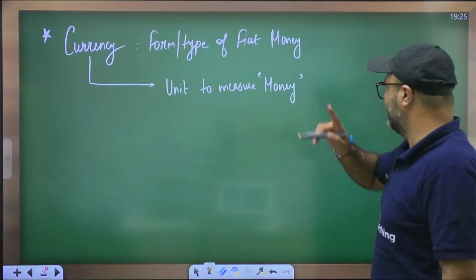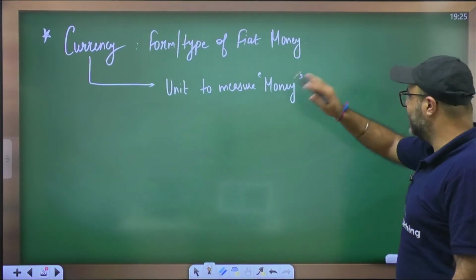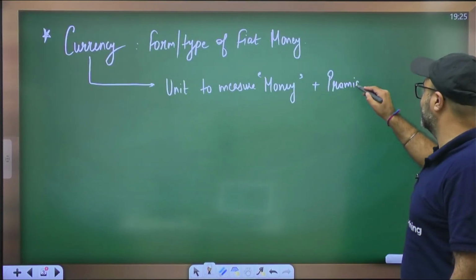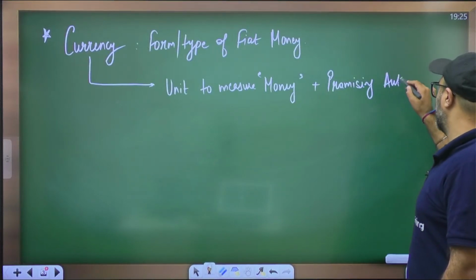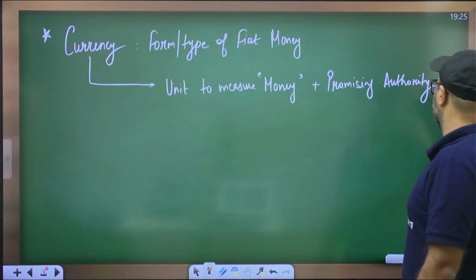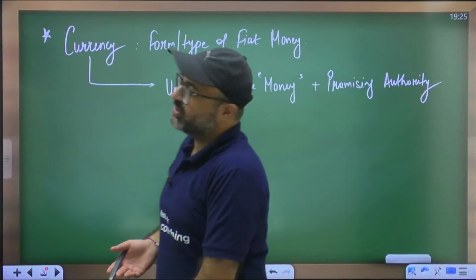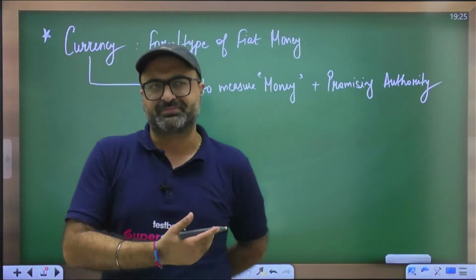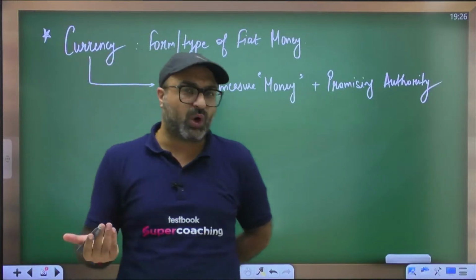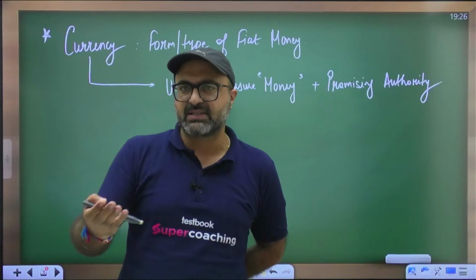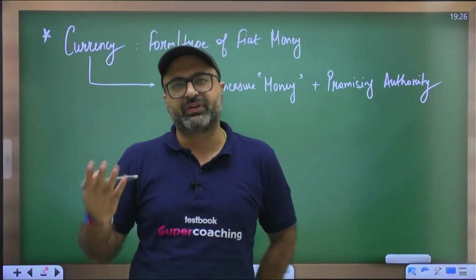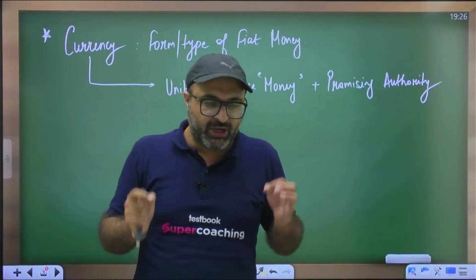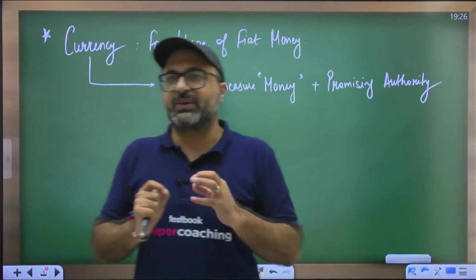And secondly, the second point, which is really very important, sir, is that it changes with change in promising authority. If the promising authority is RBI, we call it rupees. If the promising authority is the Federal Reserve, we call it US dollars. If the promising authority is, let's say, the Bank of England, we call it pound. So as the promising authority changes, the type of fiat money changes, and those different types of fiat money are known as currency, which is basically a unit to measure money.